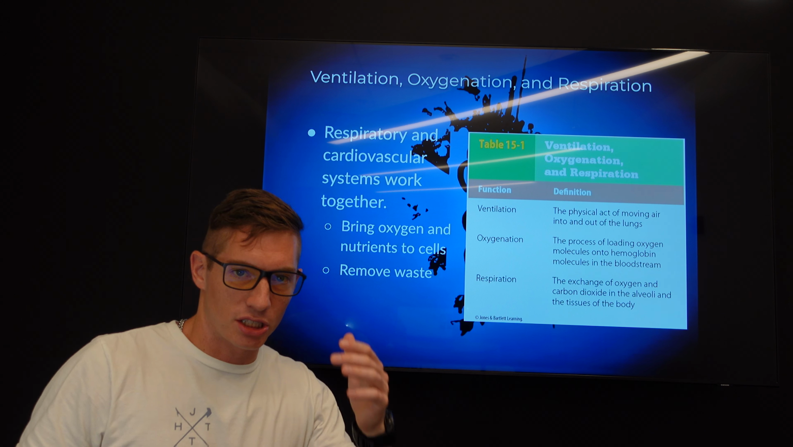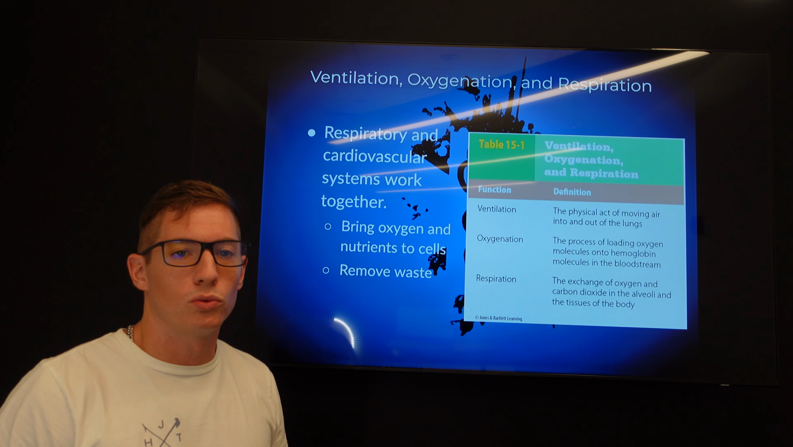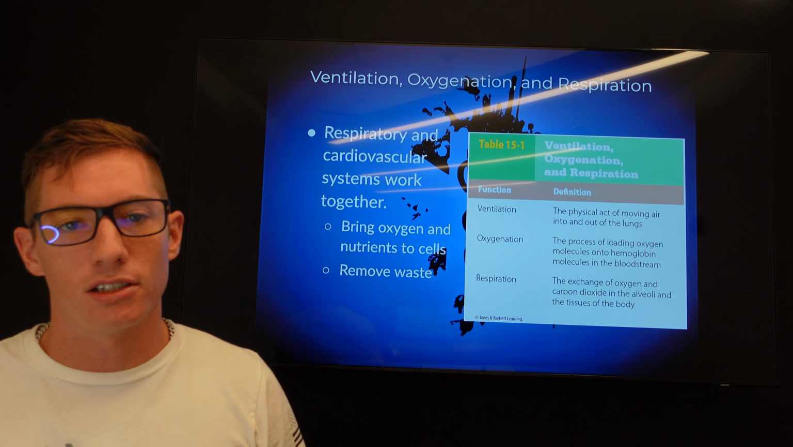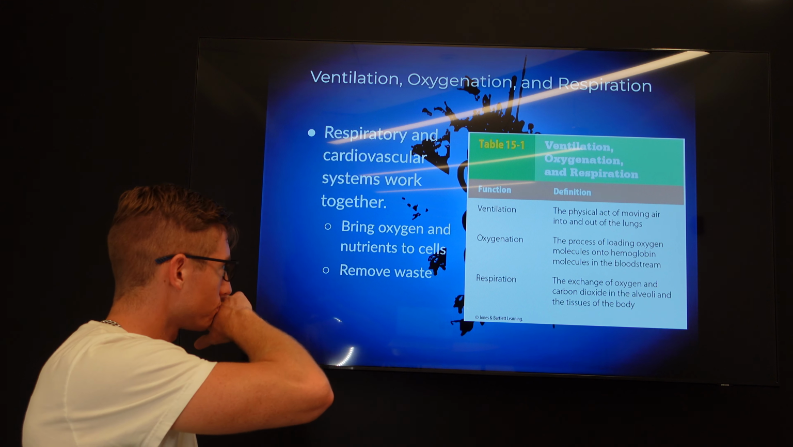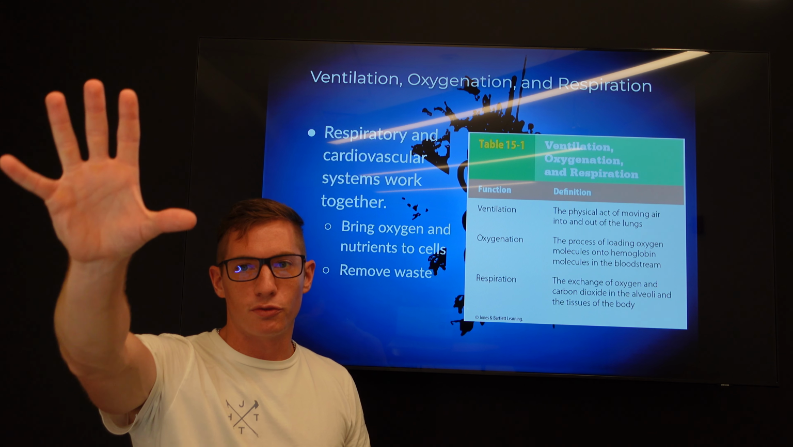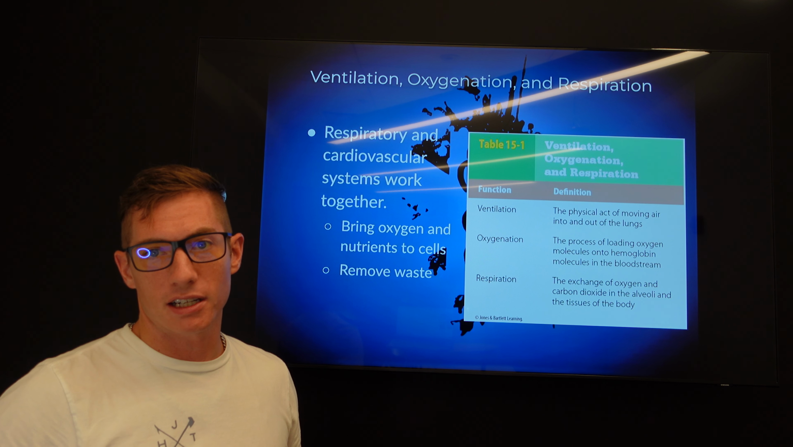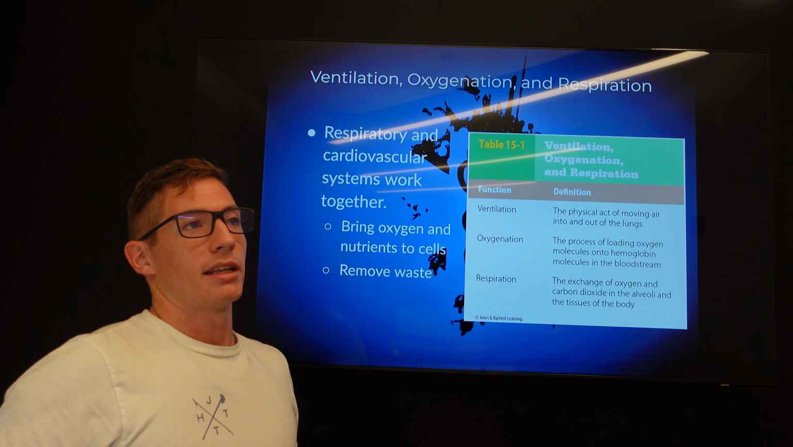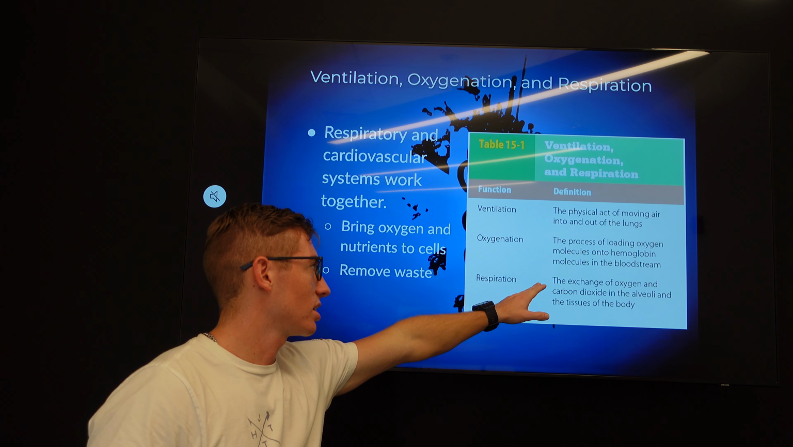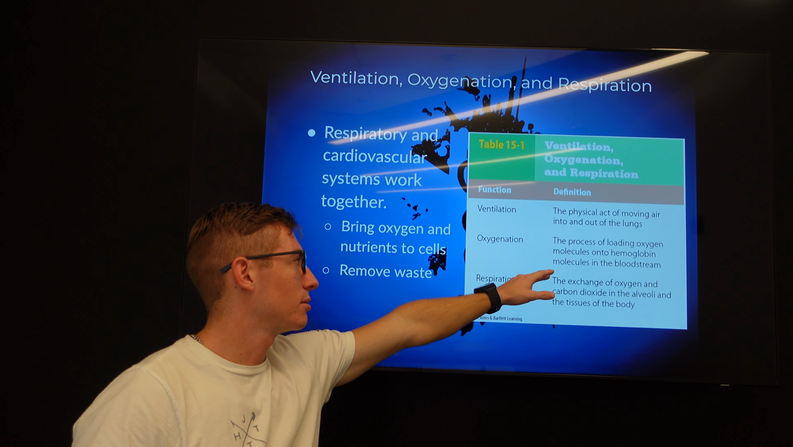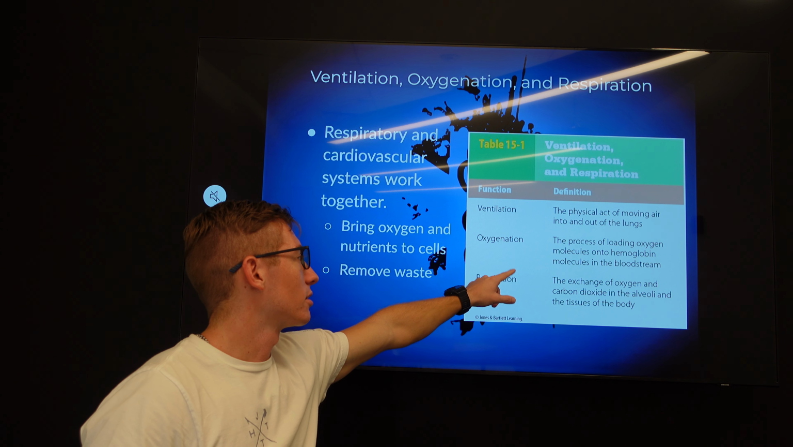Ventilation, oxygenation, and respiration. The respiratory and cardiovascular systems work together to ensure a constant supply of oxygen, nutrients delivered to every cell, and waste products removed from every cell. So ventilation is you physically squeezing a bag and ventilating a patient. When the patient uses their diaphragm and other muscles, they are ventilating. Oxygenation is the process of loading oxygen molecules onto the hemoglobin in the bloodstream. That's like the middle of the process of respiration.